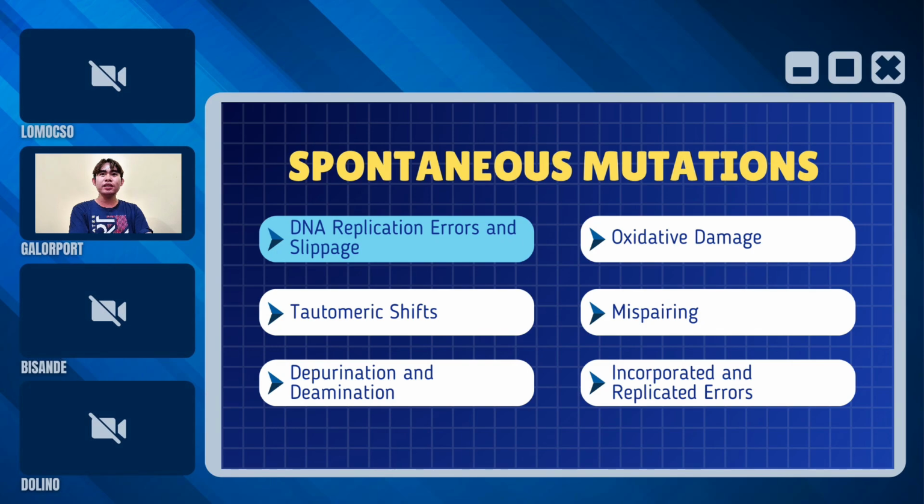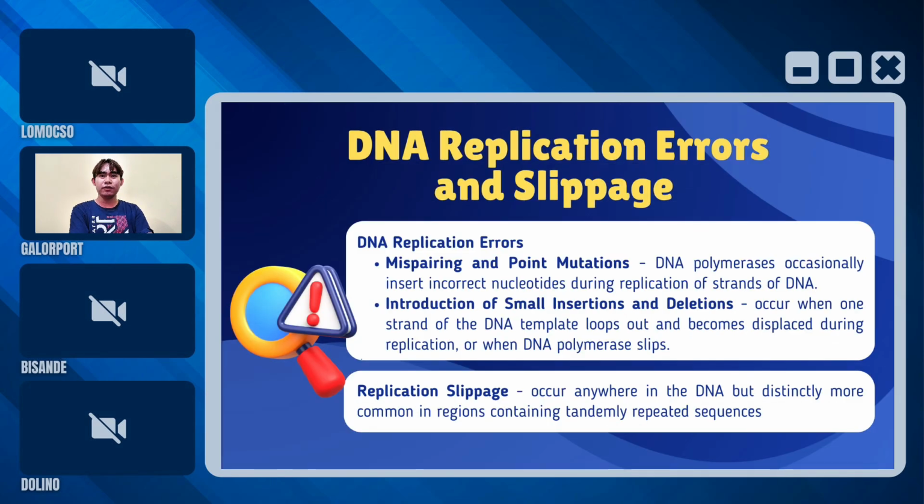So first is DNA replication errors and slippage. DNA replication errors happen through, first, mispairing and point mutation, and second, introduction of small insertions and deletions. First is mispairing and point mutations. It happens when DNA polymerases occasionally insert incorrect nucleotides during replication of strands of DNA. If these errors are not detected and corrected by DNA repair mechanisms, they may lead to mutations.